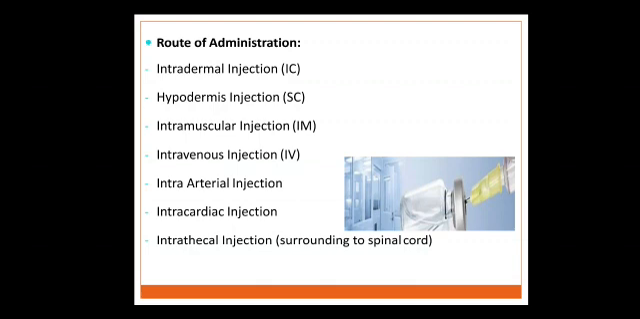Seventh one is the intrathecal injection. These injections are made into the subarachnoid space that surrounds the spinal cord. This route is used for spinal anesthesia.